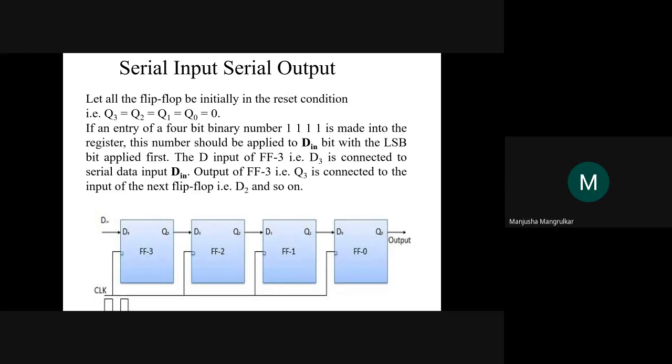Here we have considered 4 bits only, right? So we are using 4 flip-flops: flip-flop 0, flip-flop 1, flip-flop 2, flip-flop 3. This is the MSB and this is the LSB, right? Let all the flip-flops be initially in the reset condition. Reset condition means Q3, Q2, Q1 and Q0 are all 0, right? Serially out, they are all 0 initially.